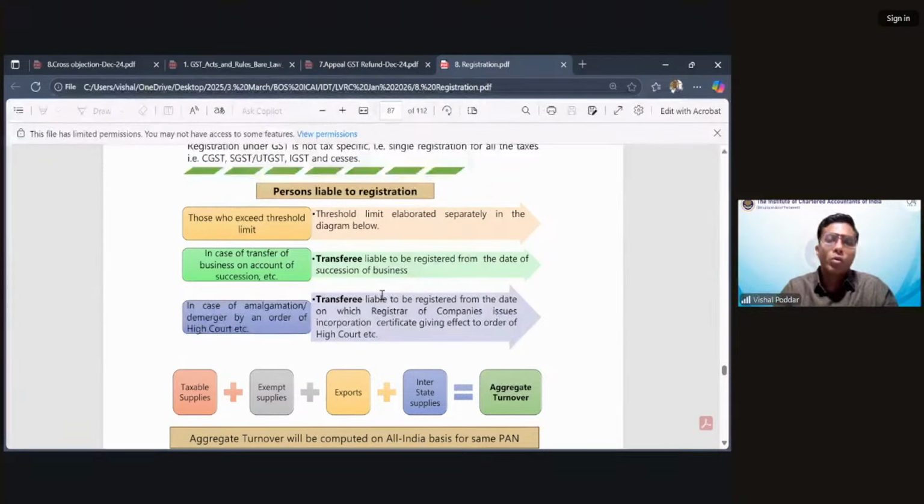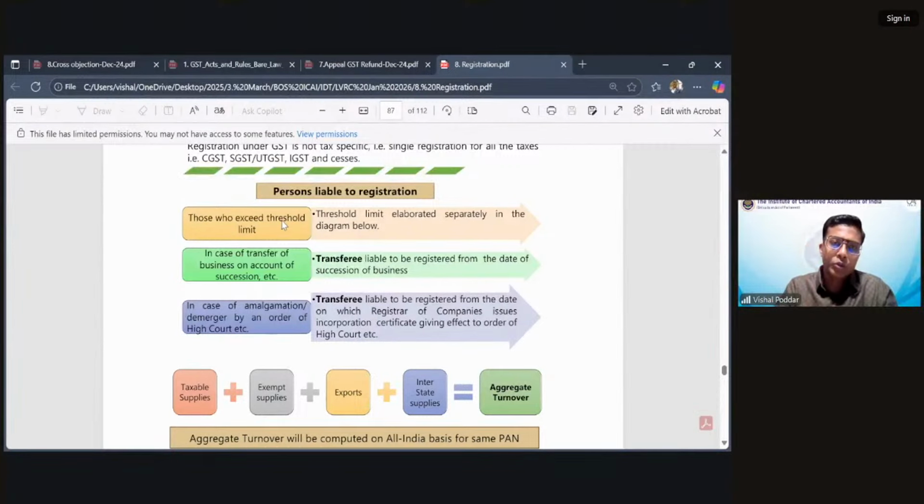What is 24? Those who are involved in some specific types of transactions or activities. Let us go to both of them. First, section 22. Now 22 says that once you cross the threshold, which is 20 lakhs, or 10 lakhs for special category states, and specifically where you are exclusively engaged in supply of goods only, it is even 40 lakhs in some states.